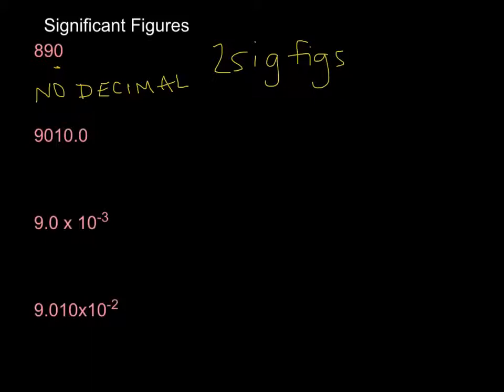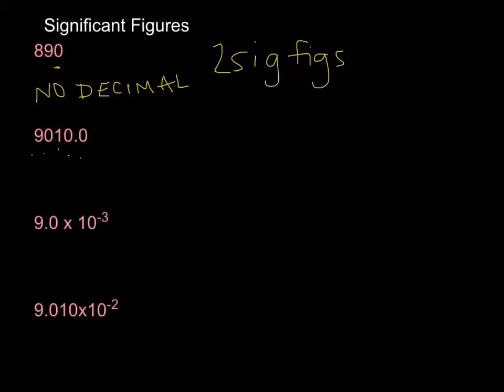The next number, 9,010. Is the 9 significant? Yes. How about this 0 beside the 9? Yes. How about the 1? Yes. How about the 0 after the 1? Yes. I hear some disagreement on this one. This 0 is significant. Remember, there's a decimal here.